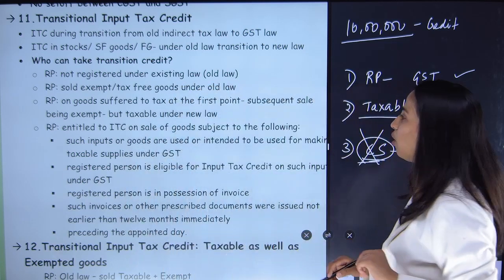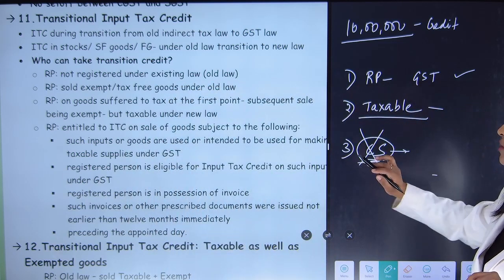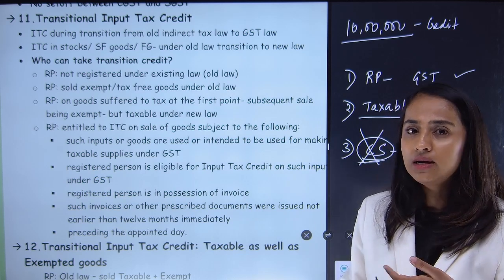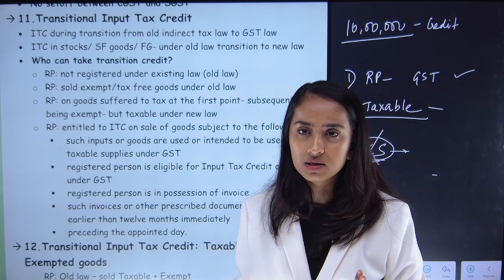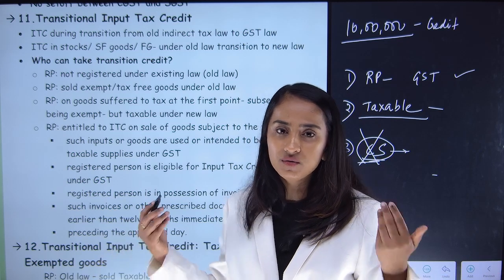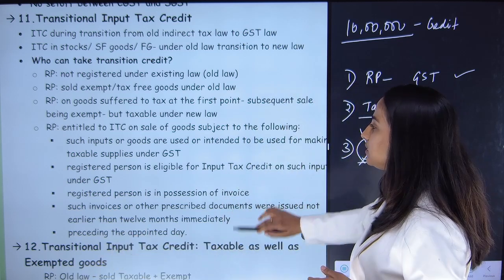So, these are broadly the very simple things. First, you should be registered under GST. Second, you should be selling taxable items. Third, you should not be registered under composition scheme because you cannot claim input tax credit under composition scheme by virtue of its nature. Fine. So, these are the simple things.